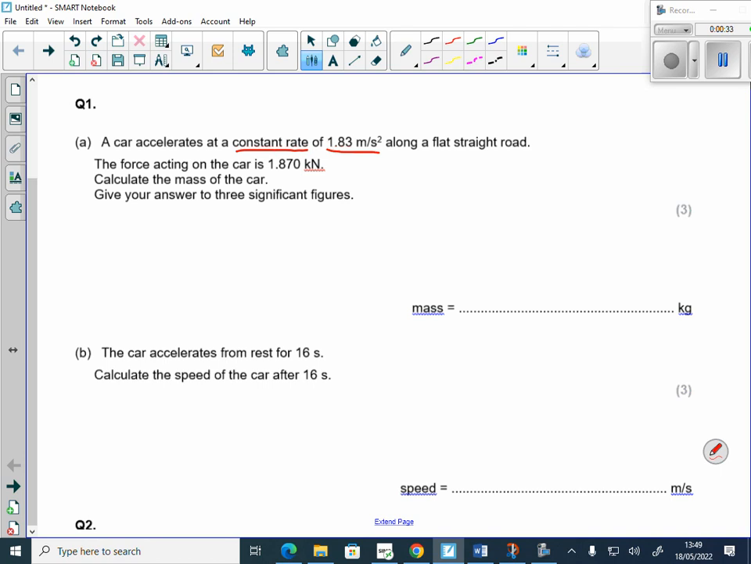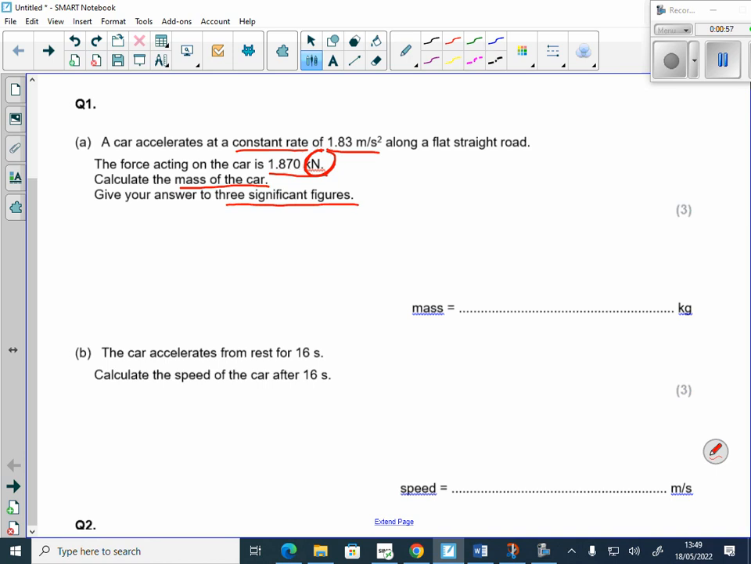So on a flat straight road, the force acting on the car is 1.870 kilonewtons. And if you get into the habit of underlining these numbers as you're reading them in the exam, you are more likely to spot that kilonewtons. So we're going to have to do a conversion. Calculate the mass of the car, and it needs to be three significant figures.